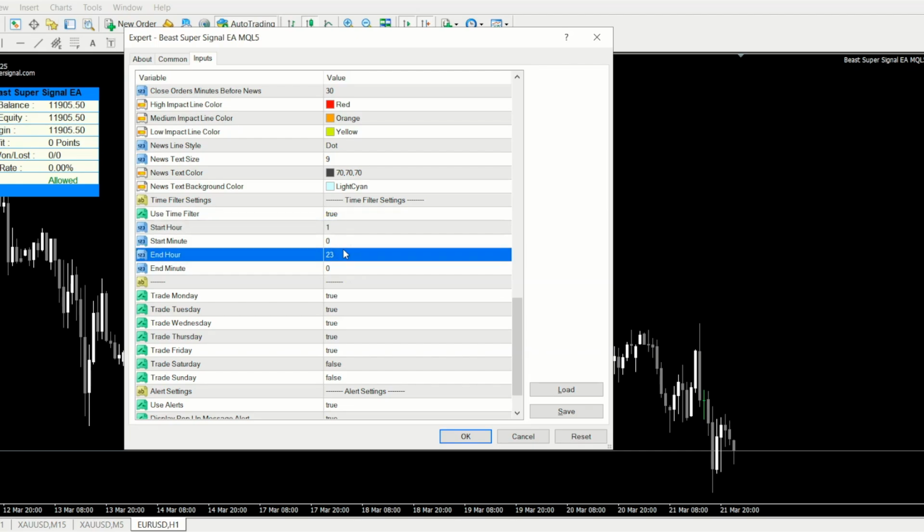If you would like to trade a particular market session, maybe you only like to trade the London session, you can set up these times to only trade during London session.